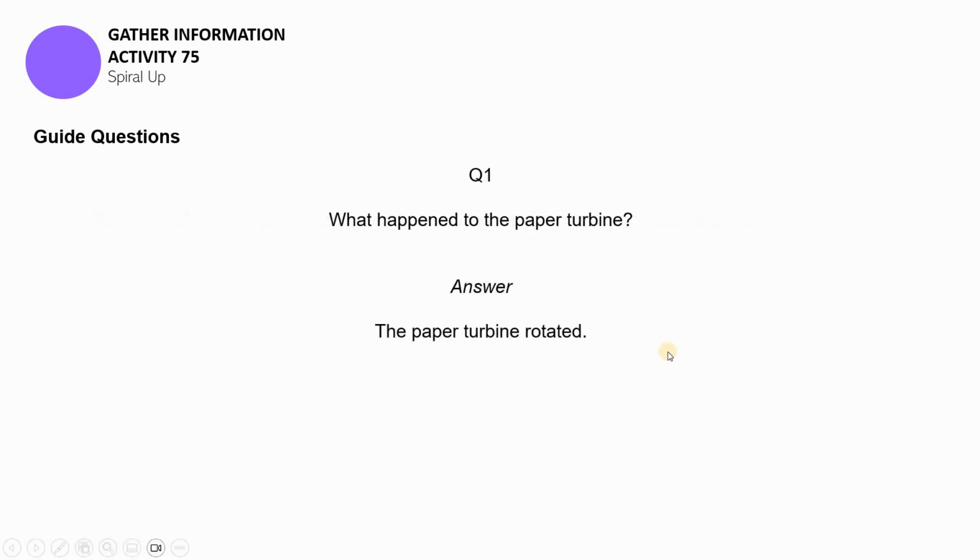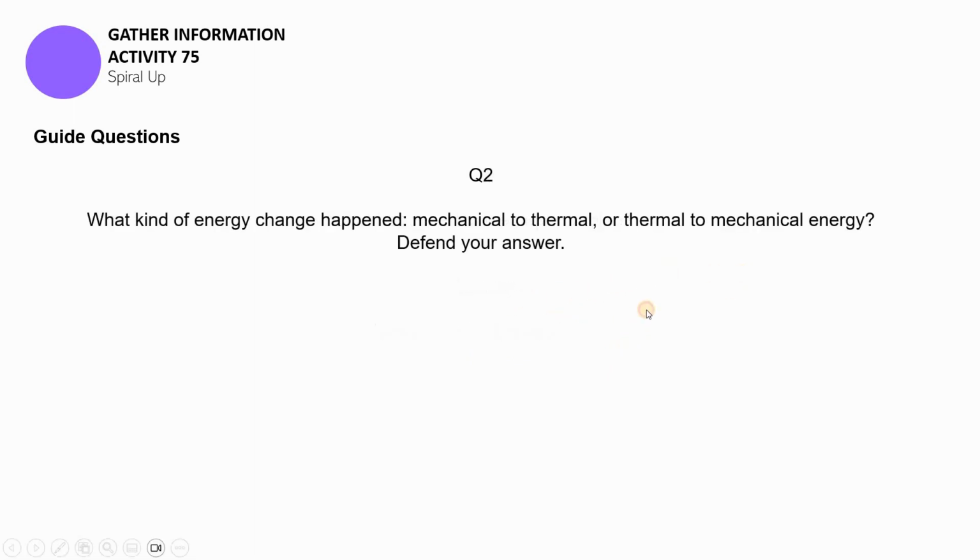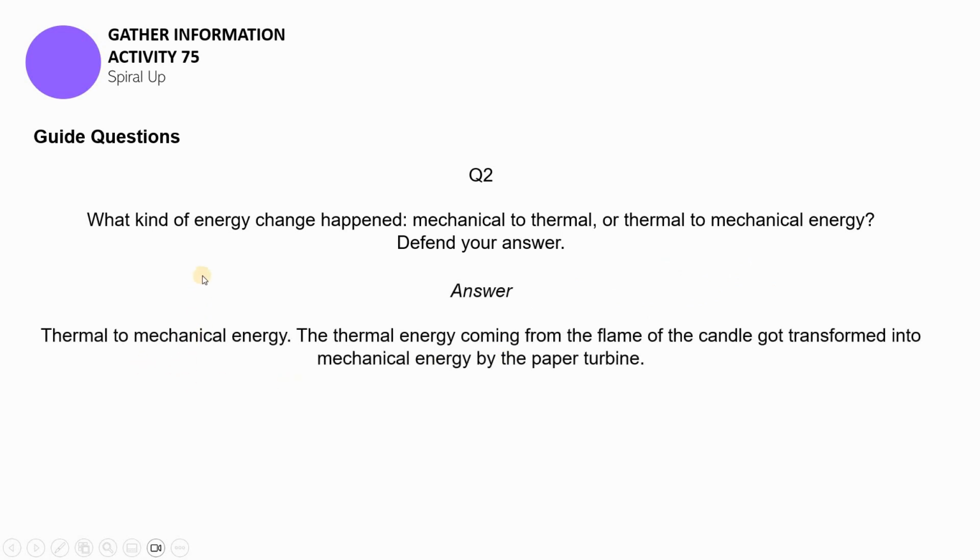For the first question, the answer is the paper turbine rotated. So, it should have rotated if your spiral is correct. For the second question, the answer should be thermal to mechanical energy. So, the thermal energy coming from the flame of the candle got transformed into mechanical energy by the paper turbine. Alright. So, did you get this correctly? Okay, I hope so. Now, that ends the last part of this session.